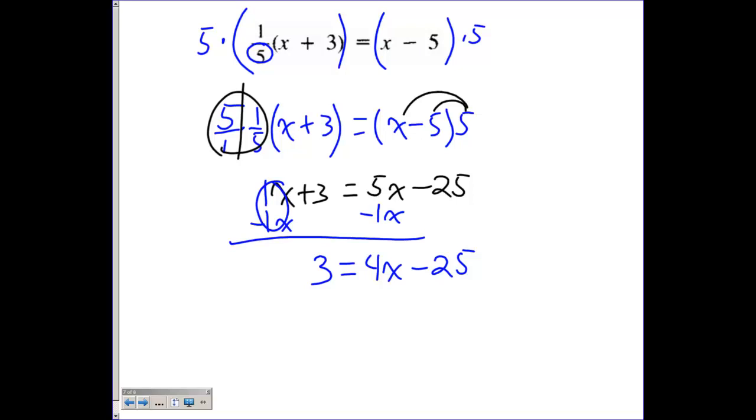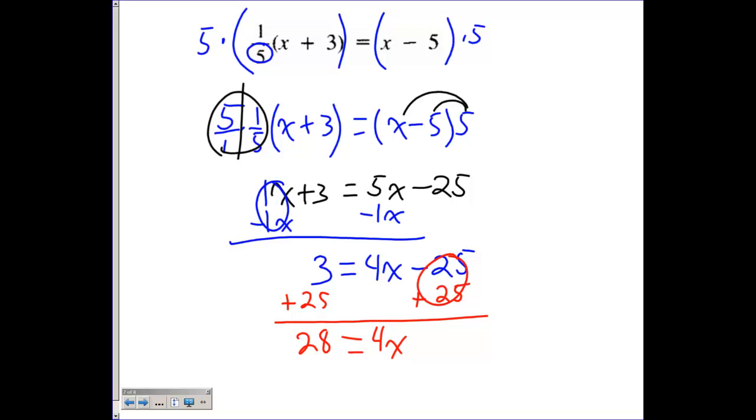Now step 3 is to isolate the x using reverse PEMDAS. Well, I have a times 4 and a minus 25, and we undo that by adding 25 first. So we're going to add 25 to both sides. This gives us 0, and we have 4x is equal to 28.